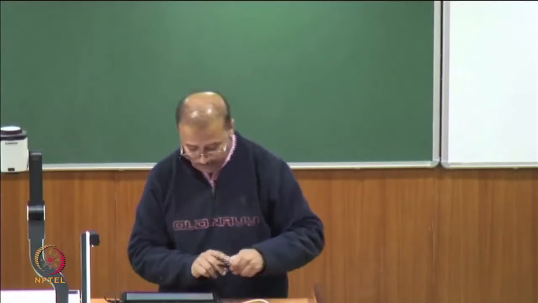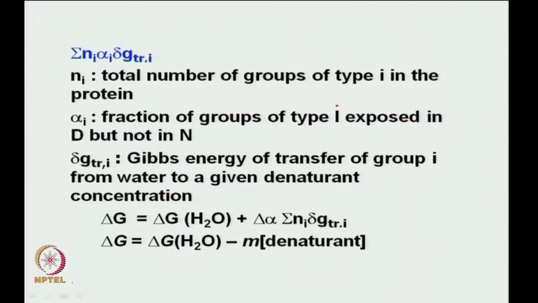How? If this is what I am writing, I also know this delta G is equal to delta G H2O minus m times the concentration of denaturant. So, if you compare these two equations, what does your delta G transfer I roughly correspond to? It corresponds to minus m times the concentration of denaturant, isn't it? The other ones I am saying are essentially constant. It is essentially a transfer free energy which now is going to depend upon your denaturant concentration with a certain slope which is minus m.